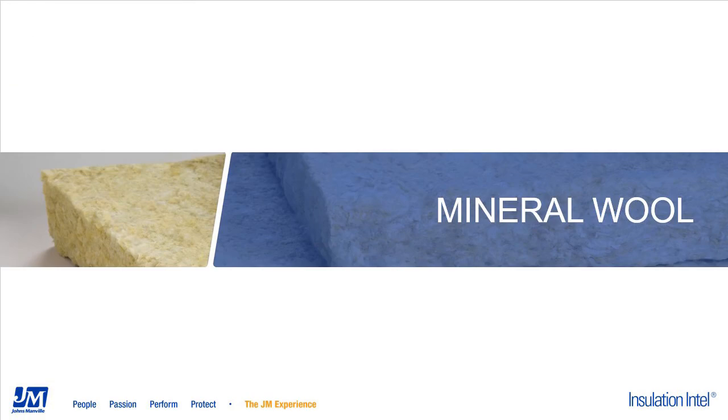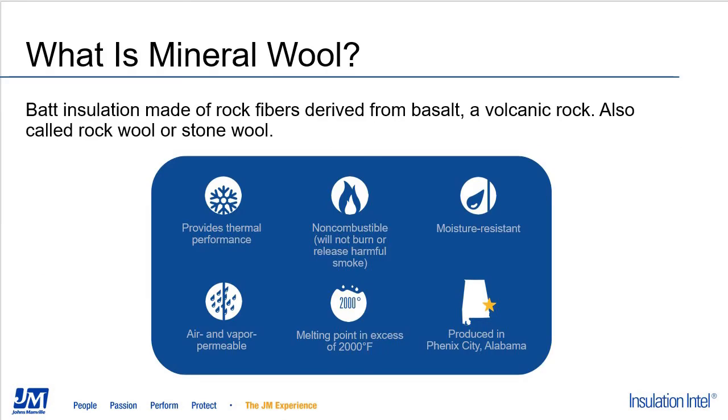So that's it for the fiberglass products. I just wanted to move now into our mineral wool product line. So what is mineral wool? Fiberglass is molten glass that is fiberized into the shapes and sizes that you just saw in the previous slides. Mineral wool is molten rock that gets fiberized and put into a bat product. So what does that get you? That raises the melting point of the insulation.